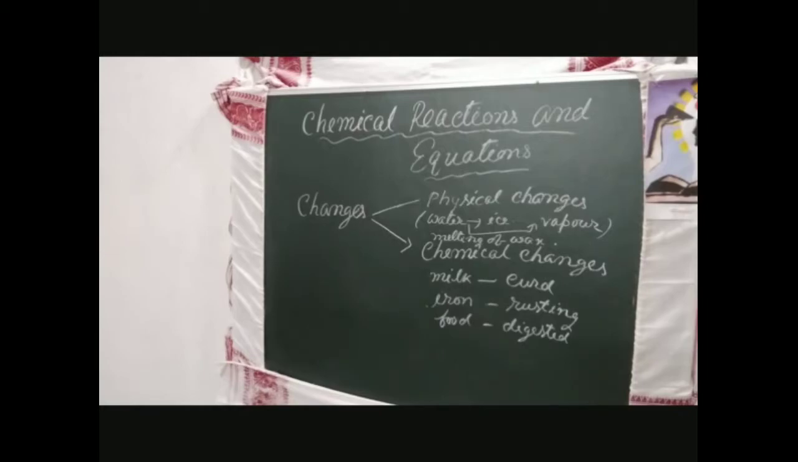are physical changes. When milk is converted to curd, we cannot get milk back. We cannot get the curd converted to milk. The change behind it is not physical, it is chemical. Similarly, rusting of iron is another example of chemical change.